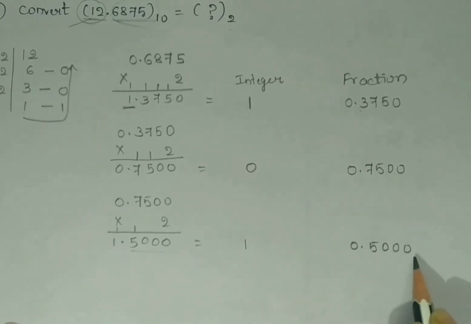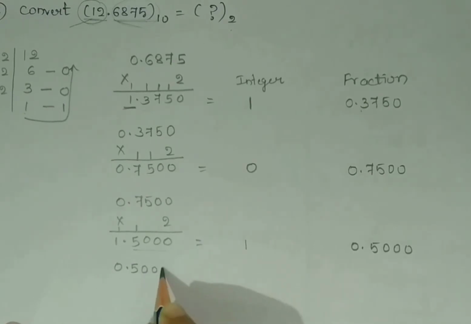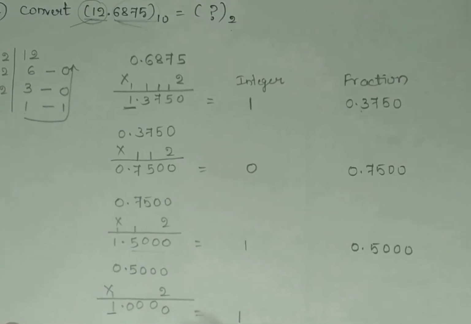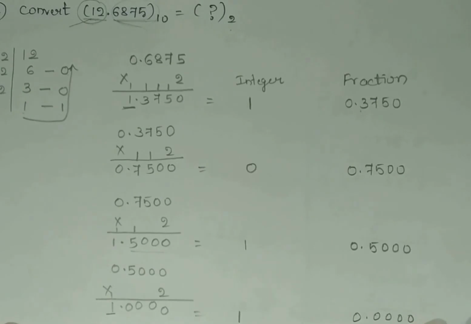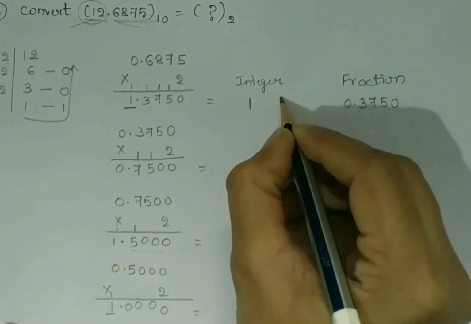Now again take this fractional value, 0.5000 into 2. 2 zeros are 0, 2 zeros are 0, 2 zeros are 0, 2 5s are 10 and 2 zeros are 0 and 1 as it is. You got here integer 1 and the fractional value is 0. Okay, here you can stop the calculation and you got the integer parts here.